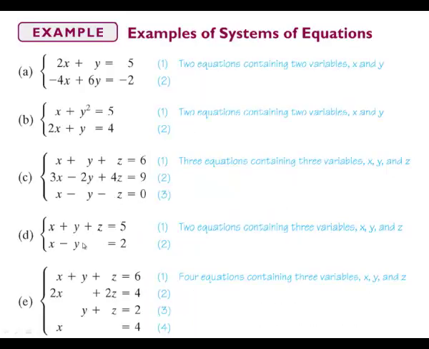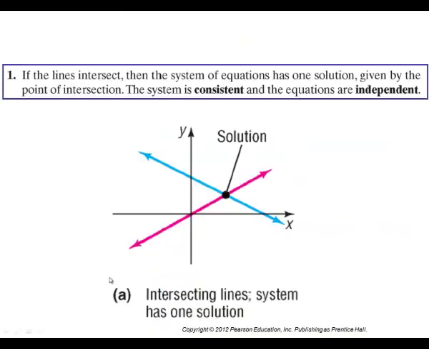and again we have two equations containing three variables. Here it's missing a z, but because this has three variables in it, we count all three. And here we have a system of four equations with three variables in it, x, y, and z. So those are just examples.